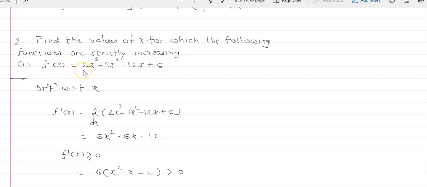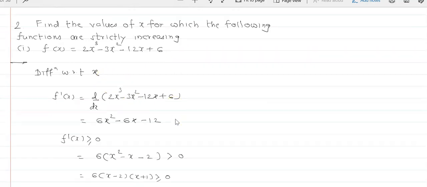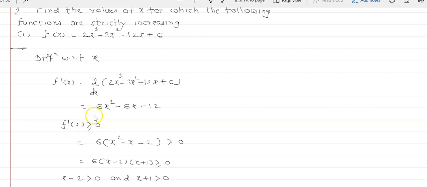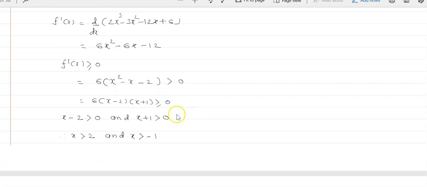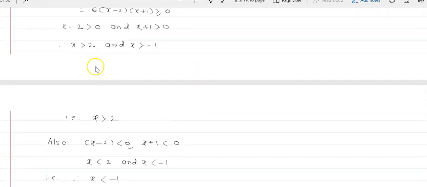f of x is equal to 2x cube minus 3x square minus 12x plus 6. Now differentiate this. Here we write f dash of x is greater than 0. Then I am writing here that x minus 2 is greater than 0 and x plus 1 is greater than 0, so x is greater than 2 and x is greater than minus 1. It's clear that x is greater than 2. Therefore, the given function is increasing for x greater than 2.